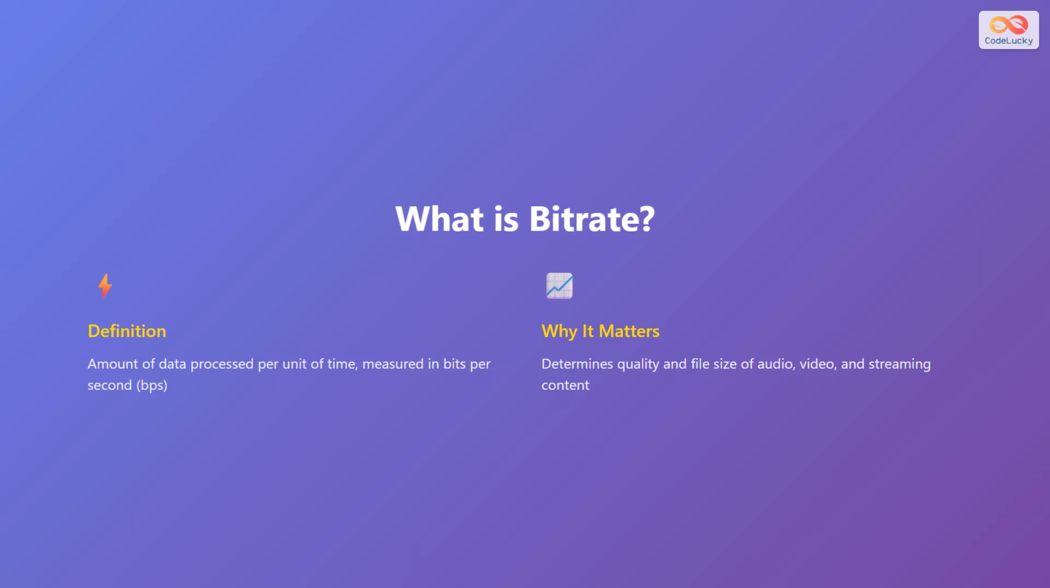Bitrate is defined as the amount of data processed per unit of time, measured in bits per second, commonly abbreviated as bps. Think of it like the speed of water flowing through a pipe. A higher bitrate means more data is being transferred every second, which directly impacts the quality and file size of your audio and video content. This is why understanding bitrate matters for both content creators and consumers.